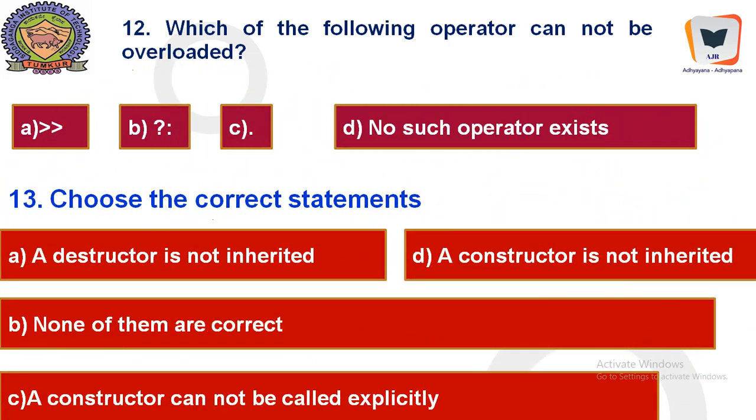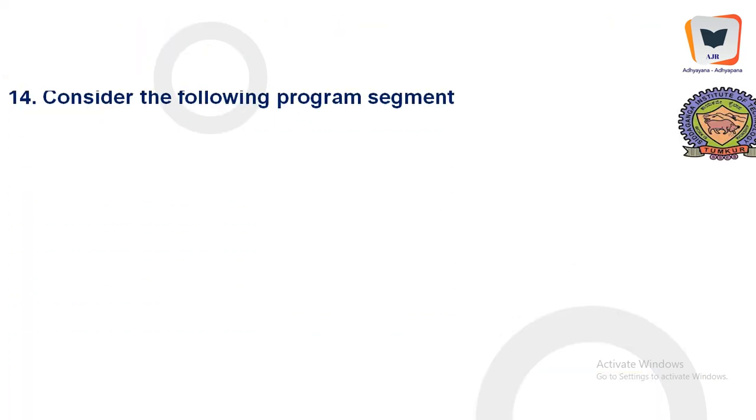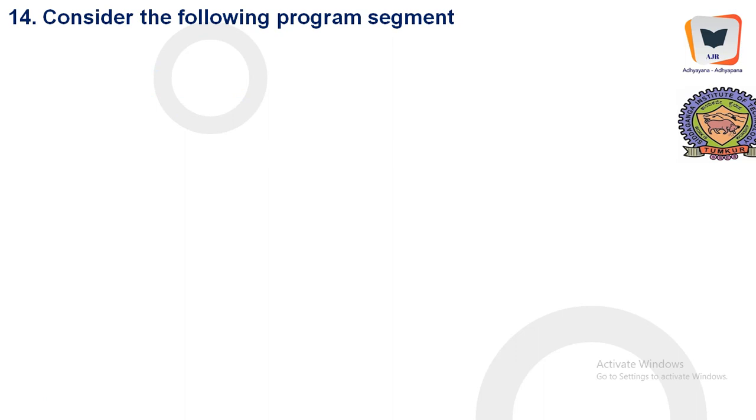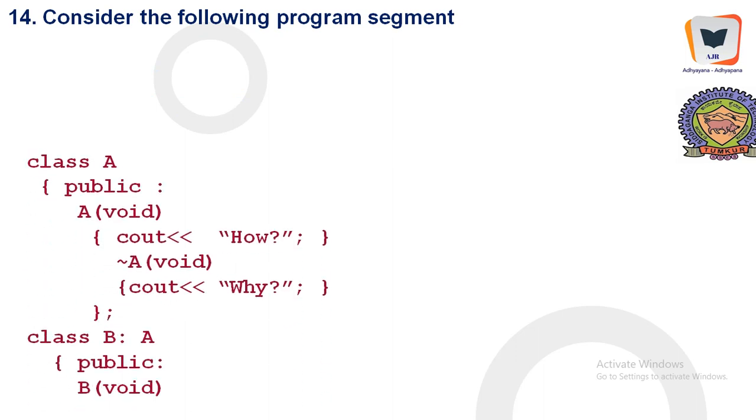A destructor is not inherited. Sure. A constructor is not inherited. A constructor cannot be called explicitly. There is no question of calling a constructor explicitly. Right. Now consider the following program segment.